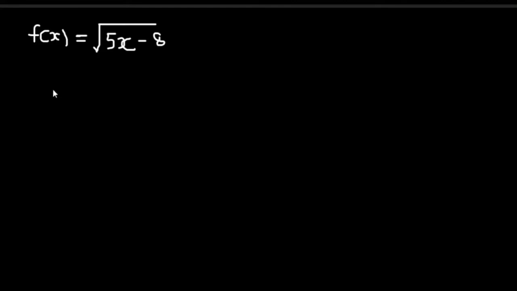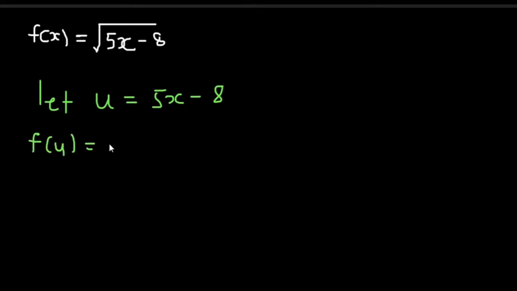First of all, the first step I'm going to take in solving this question is to represent what I have here with a variable u. So I'll say let u equal 5x minus 8. Now our expression becomes f of u, which is equal to the square root of u, since u equals 5x minus 8. If I want to find the first derivative of this, that is f prime of u.